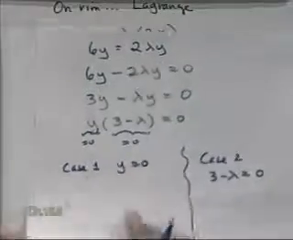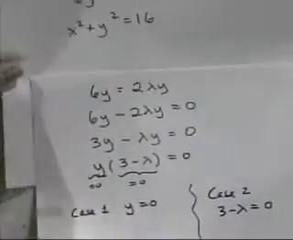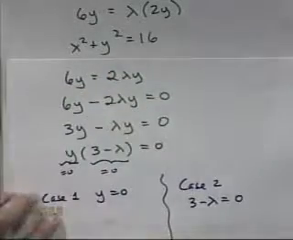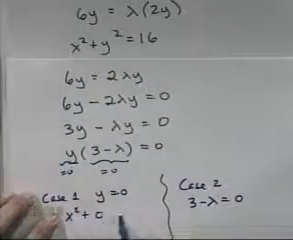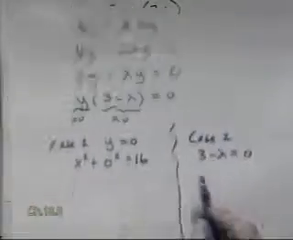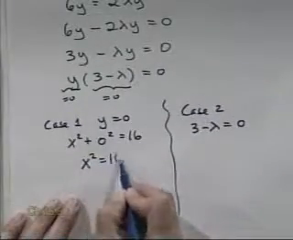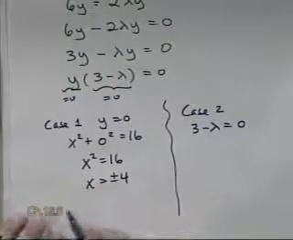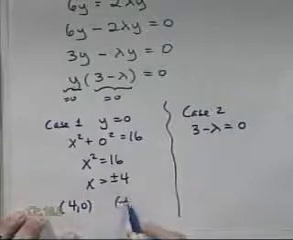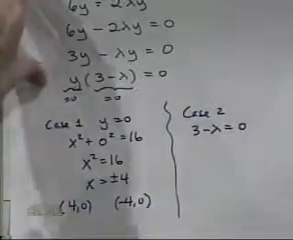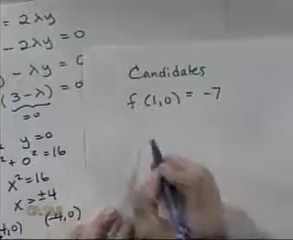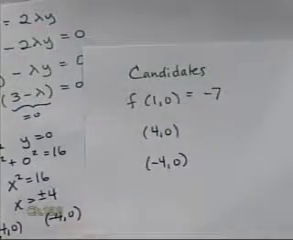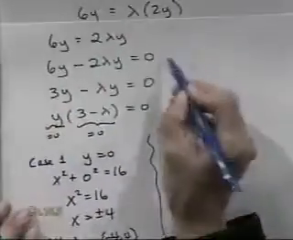So I look and I say, well, if y is 0, since x squared plus y squared must be 16, then x squared plus 0 squared must be 16. That gives me x squared is 16, or x is plus or minus 4. So fine, if y is 0, let's try the points (4, 0) and (-4, 0). I'm going to put them over here for my candidates, (4, 0) and (-4, 0). There's two candidates, just satisfying this equation right here.